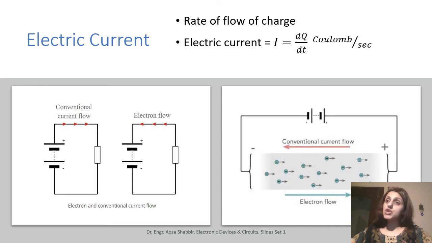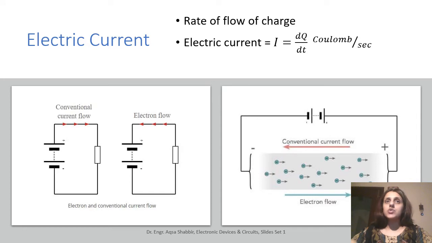Flow of electric charges constitutes an electric current. More precisely, an electric current is the rate of flow of charge. It has units coulomb per second, which is also called the ampere.